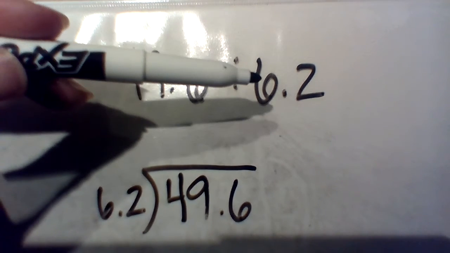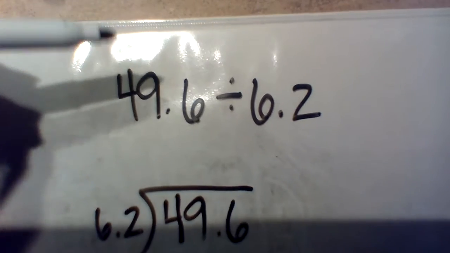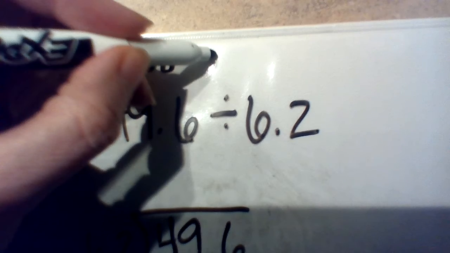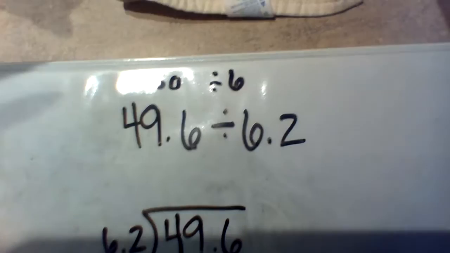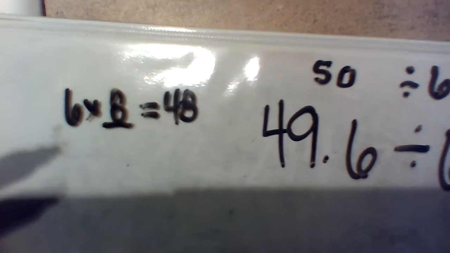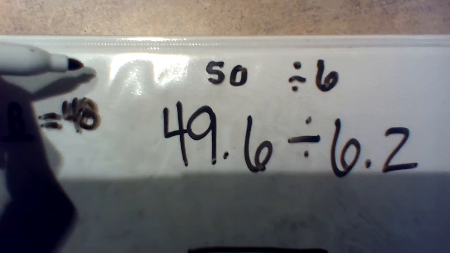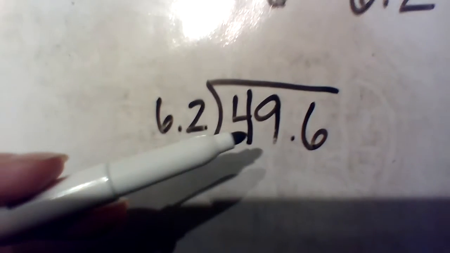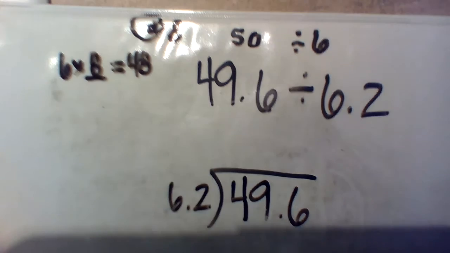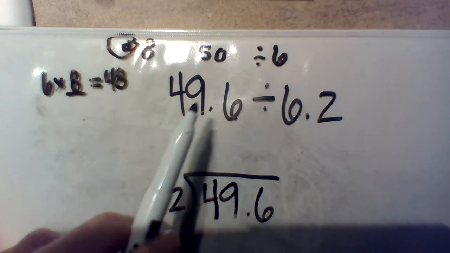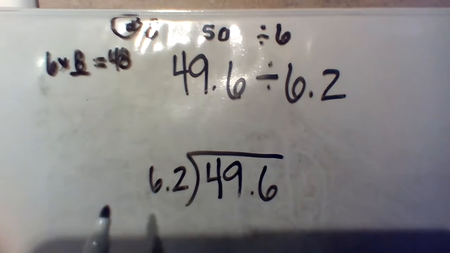49.6 divided by 6.2. I'm going to treat this like 50, and this is going to be divided by 6. Well, what I know is 6 times 8 gives me 48. So I know my number is going to be around 8, okay? So I'm going to do it from here then. So I know my answer is going to be somewhere around 8. Now remember, this I rounded up to get to there, rounded down for that. So let's take a look.